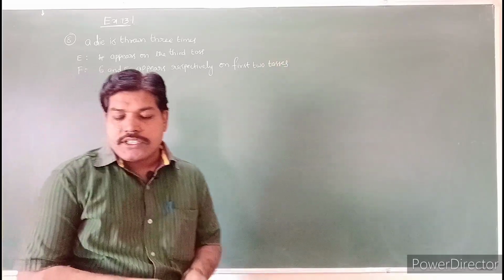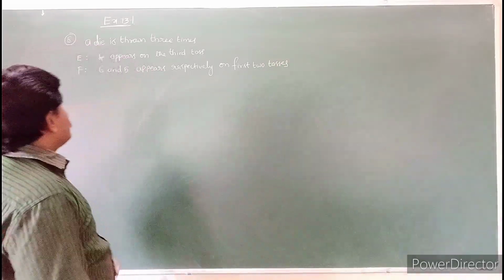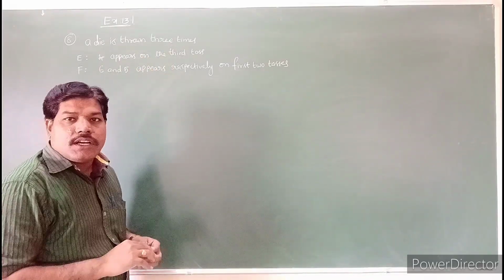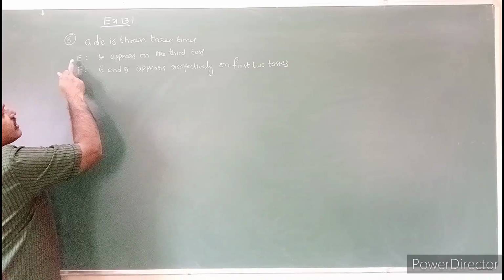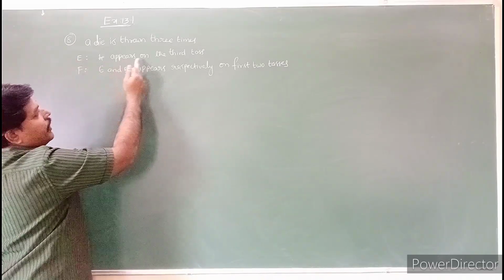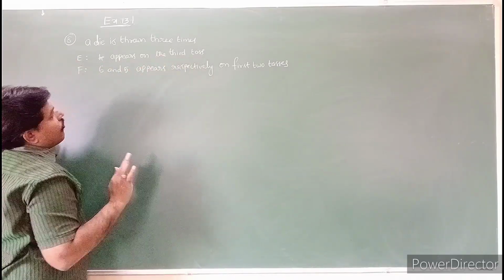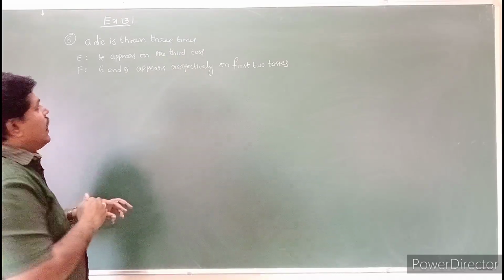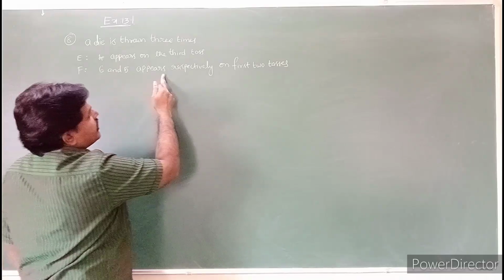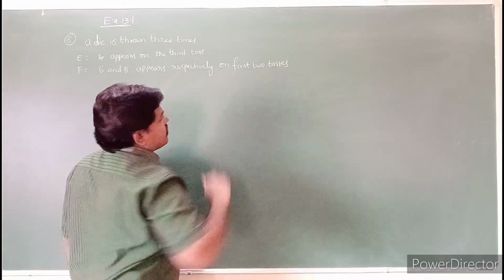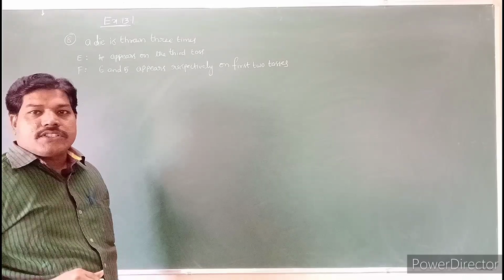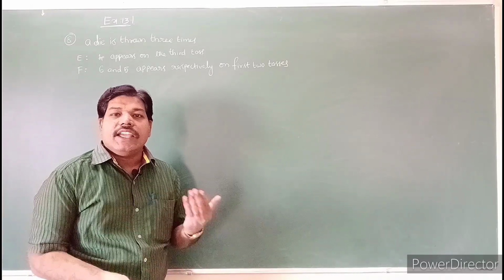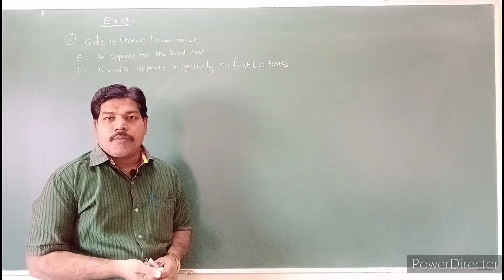So that is the question, students. What they are giving is: a die is thrown 3 times. E is 4 appears on the third toss, and 6 and 5 appear respectively on the first 2 tosses. Then they are asking you to calculate the probability of E given F.